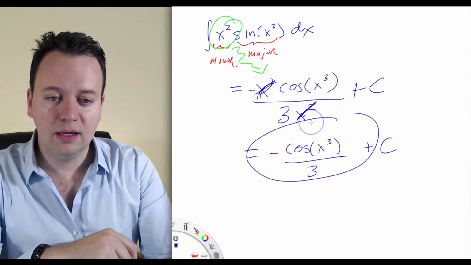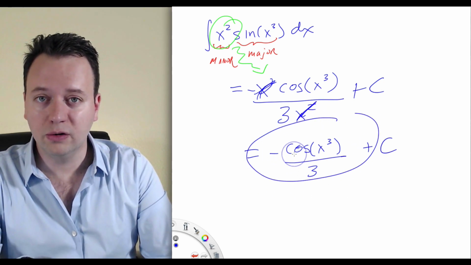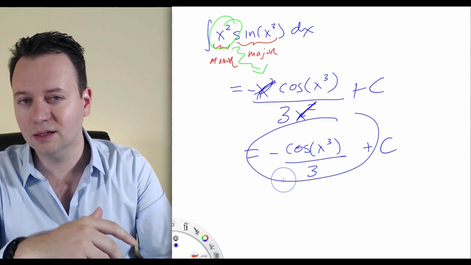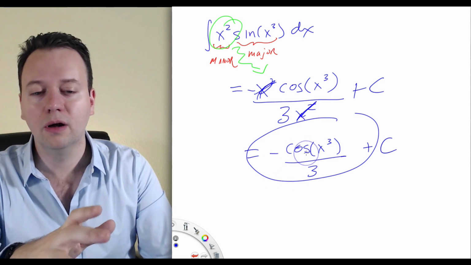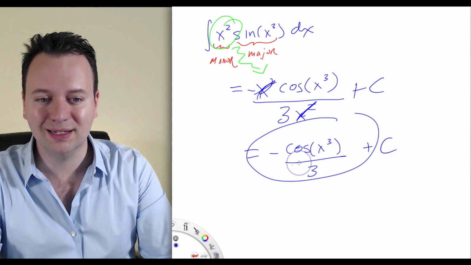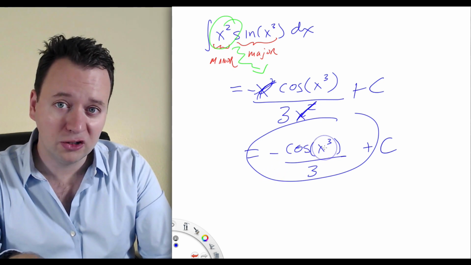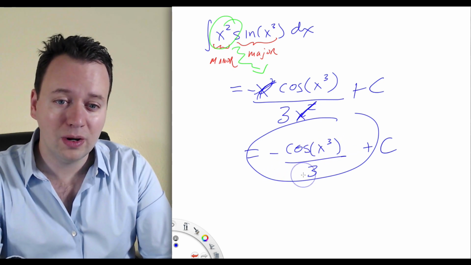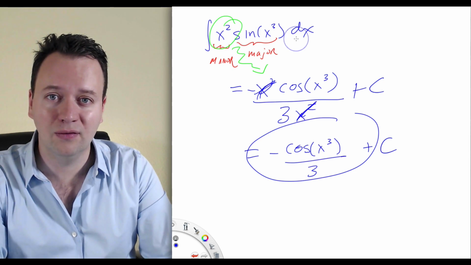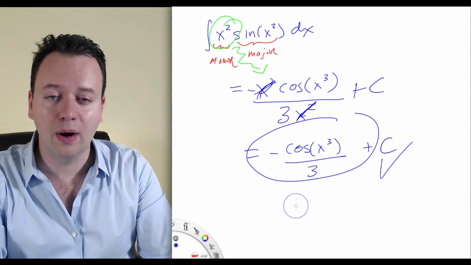So we can see that this checks out because the derivative of negative cosine is sine, right? Derivative of cosine is minus sine, so if I have a minus right here, derivative of negative cosine becomes plus sine. Then we multiply by the 3x squared, which is the derivative of the inside. The 3's cancel, and we're just left with x squared sine of x cubed. So this is indeed the correct antiderivative.